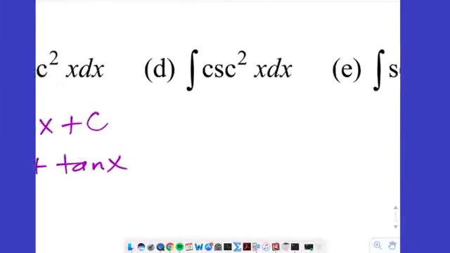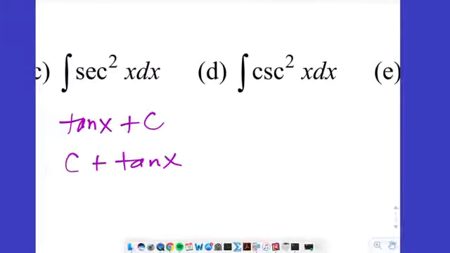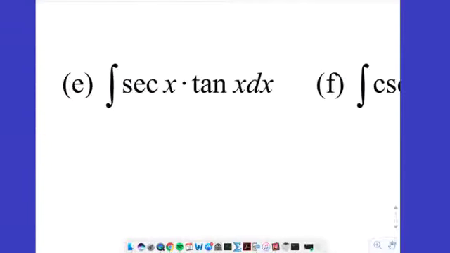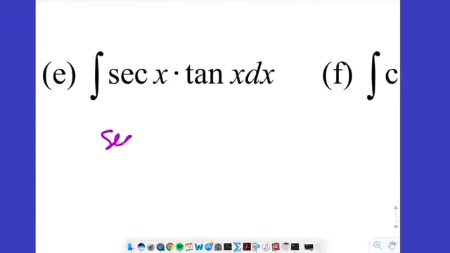All right, the antiderivative of cosecant squared. Yeah, negative cotangent, good, of x plus c. Secant tangent, secant of x, yeah.